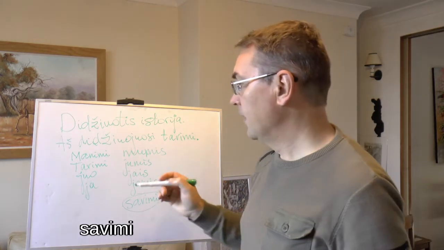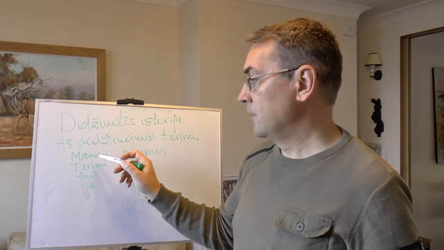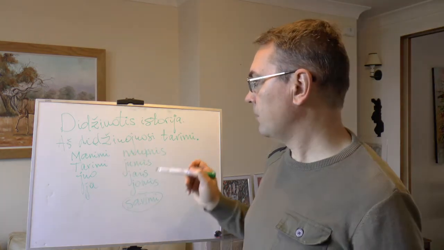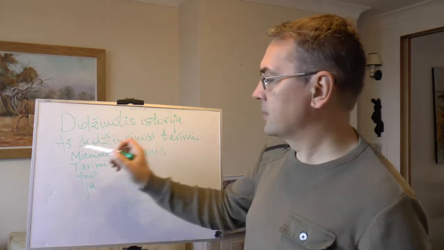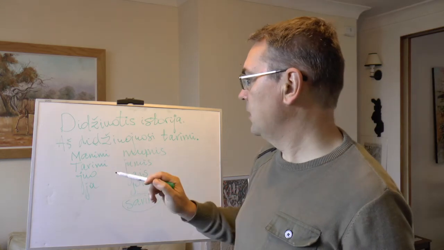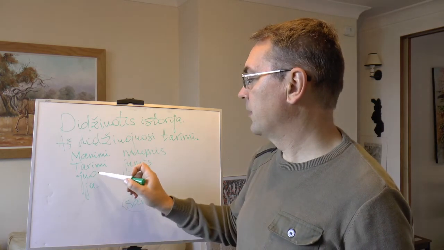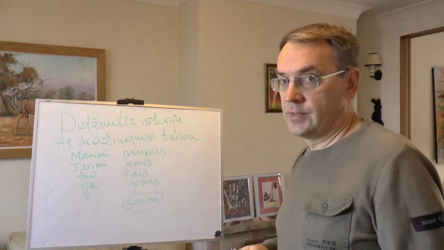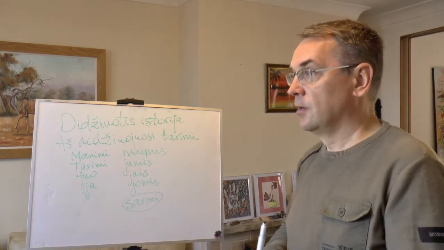But if you are proud of me: tu didžiuojiesi manimi. Instrumental case. It's about me, with you, with him, with her. So if I'm proud of something, we use instrumental.